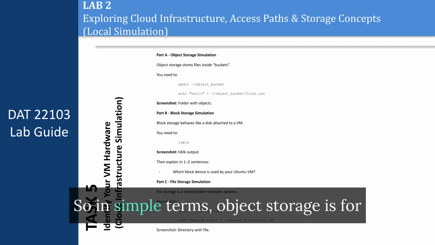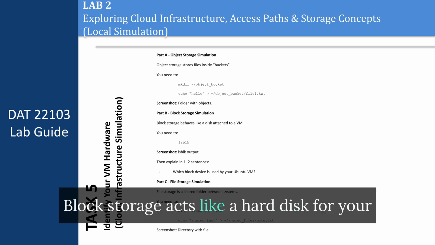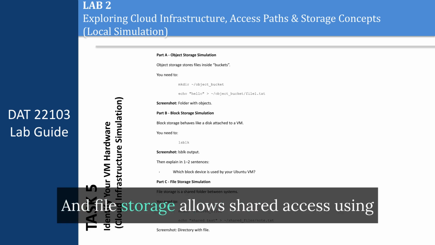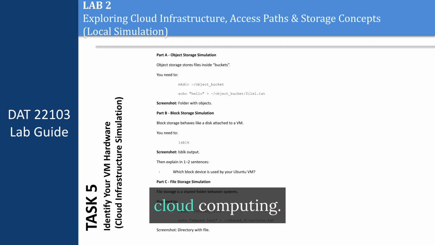files. So in simple terms, object storage is for storing individual files. Block storage acts like a hard disk for your server, and file storage allows shared access using folders. Each type serves a different purpose in cloud computing.